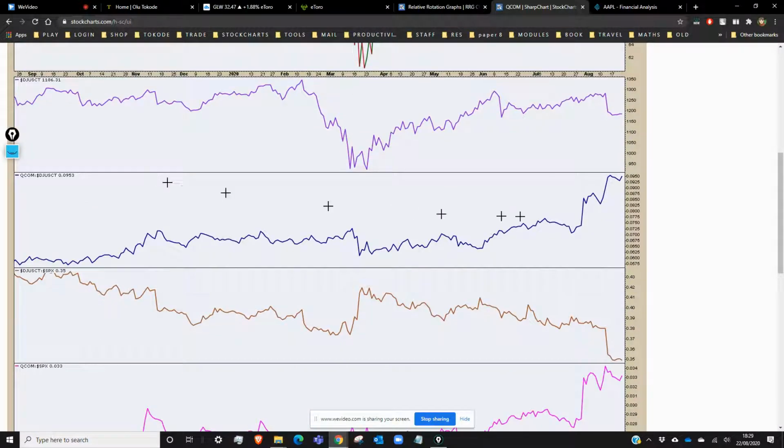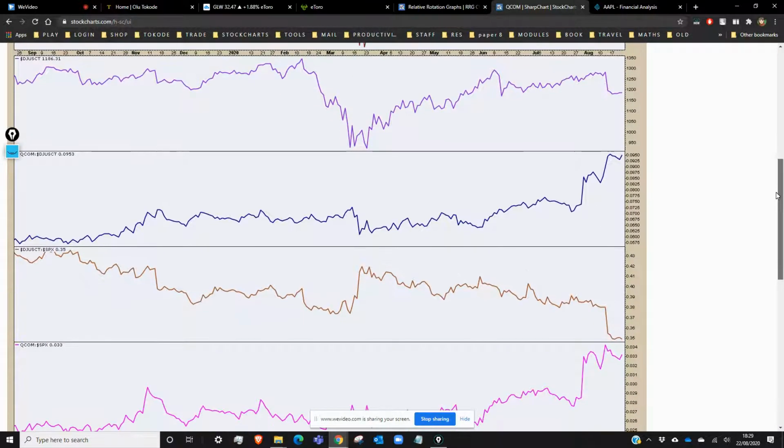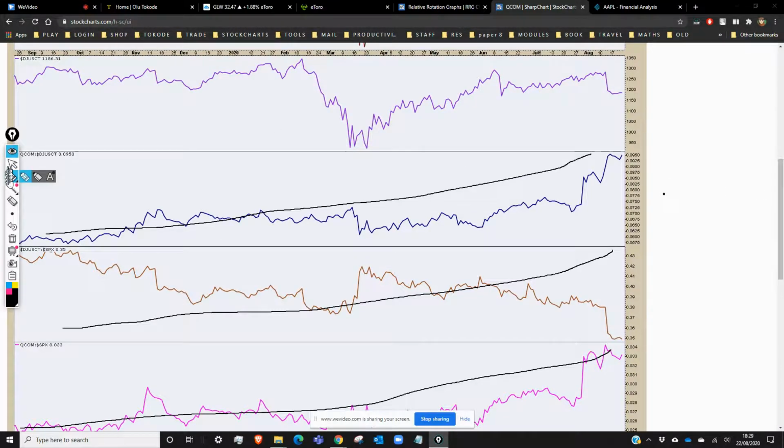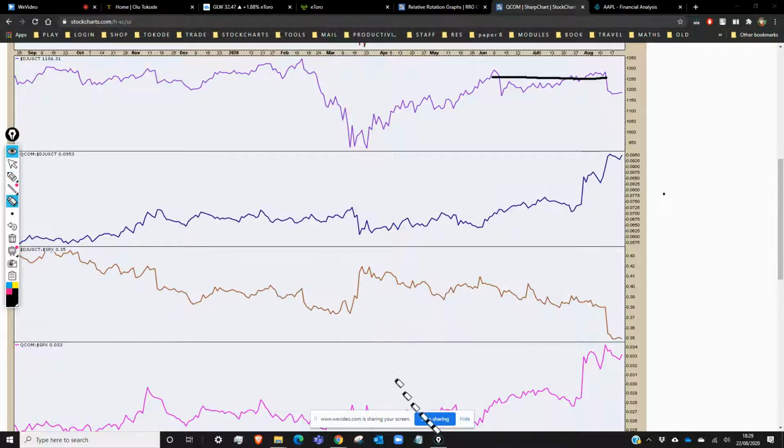Look at this. That industry is terrible. Telecom equipment, flat. Qualcomm is outperforming its industry. And it's not a small outperformance, a great outperformance of its industry. That industry is terrible, underperforming. Qualcomm is not doing great against the S&P.